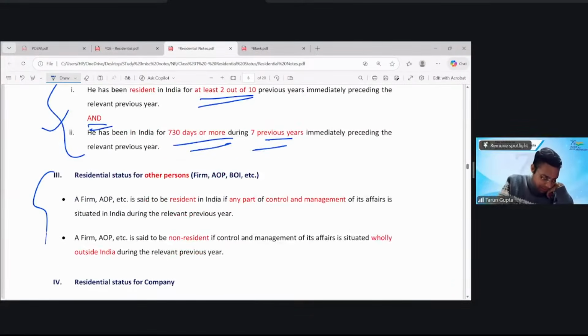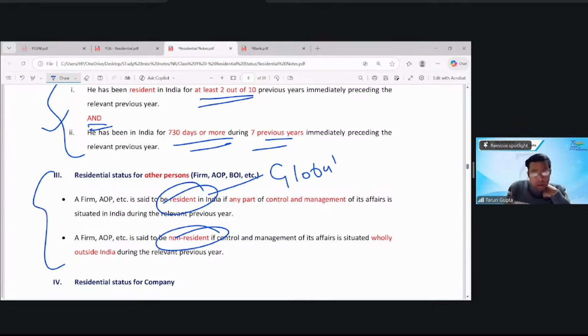Now for the other entities, other than individual, HUF and company. For all other entities, the provisions are the same as that of HUF. If any part of control and management of such an entity, say a firm, LLP, local authority, whatever, is in India, then that entity is resident. If the whole of the control and management is outside India, then that entity is non-resident. And if you are resident, then your global income is taxable. Okay, so the concept is the same. Why we are studying resident, non-resident is to understand what type of income will be taxable in India.